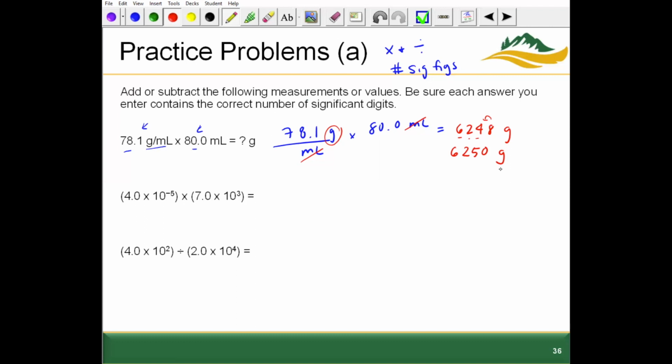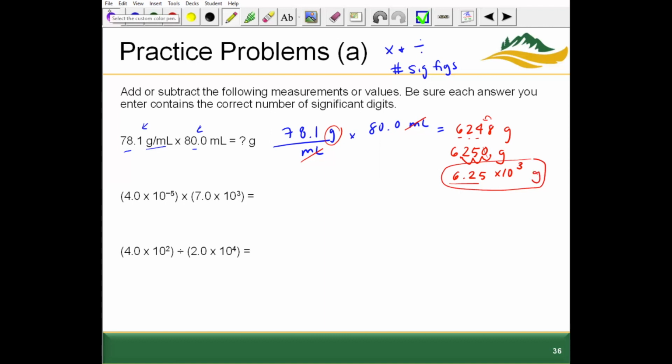If we wanted to, we could put this into scientific notation. We could say that this is going to move over 1, 2, 3 times. So 6.25 times 10 to the positive 3. Our final answer, again, can only have 3 sig figs, so we don't include that 0 as one of our sig figs. So this would be our final answer, again, with the unit of grams.